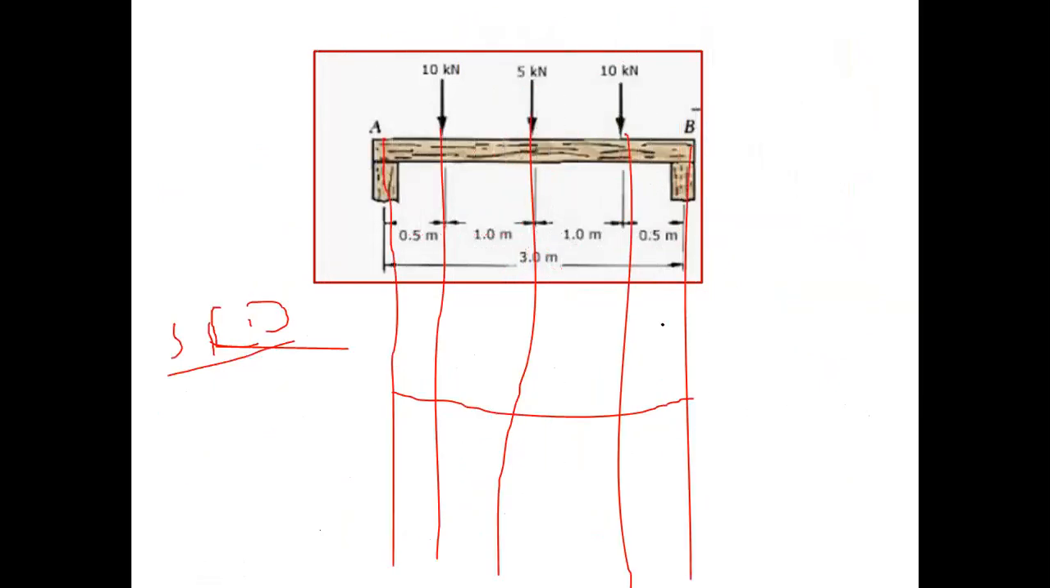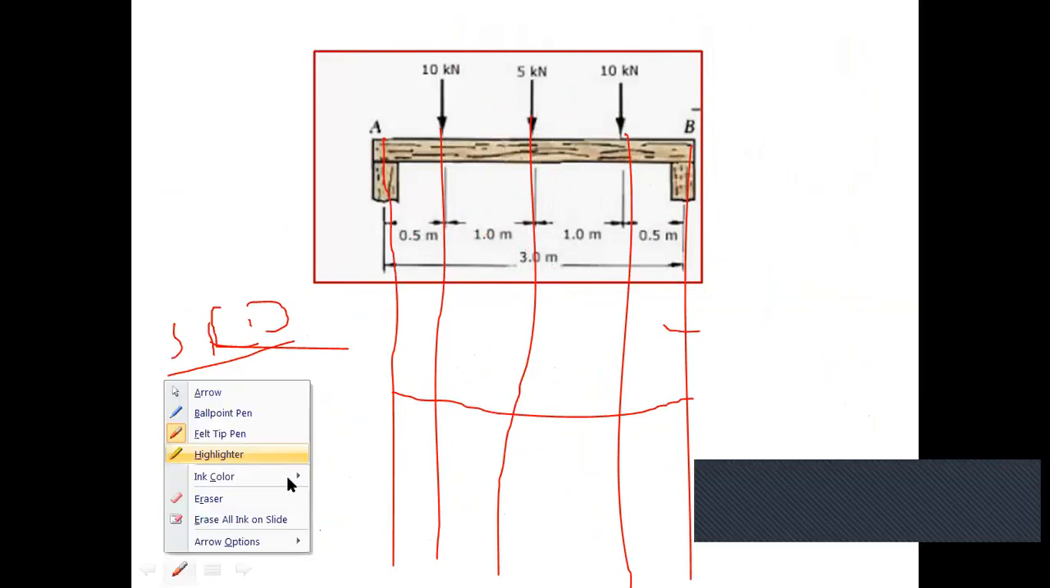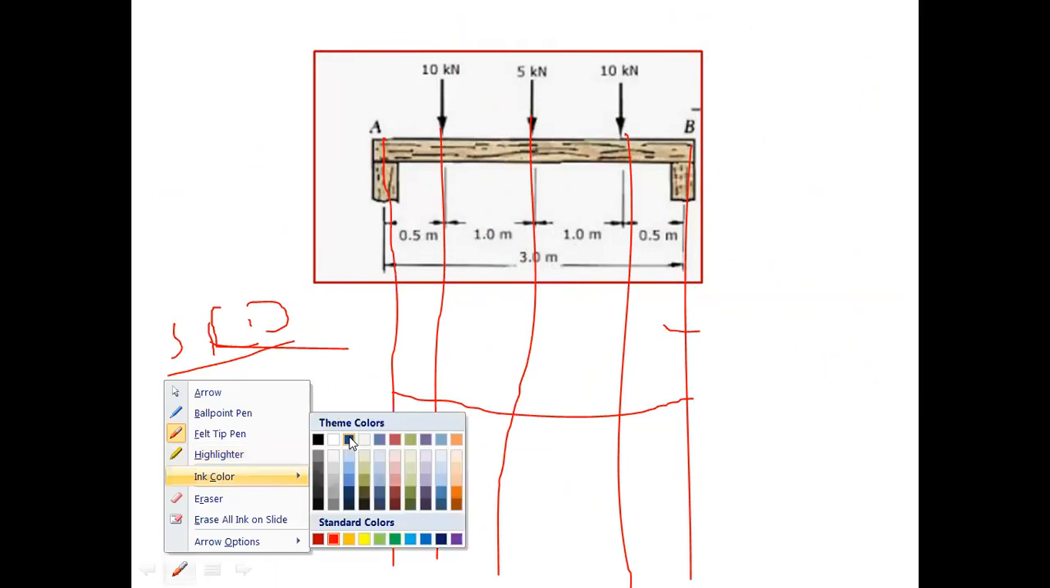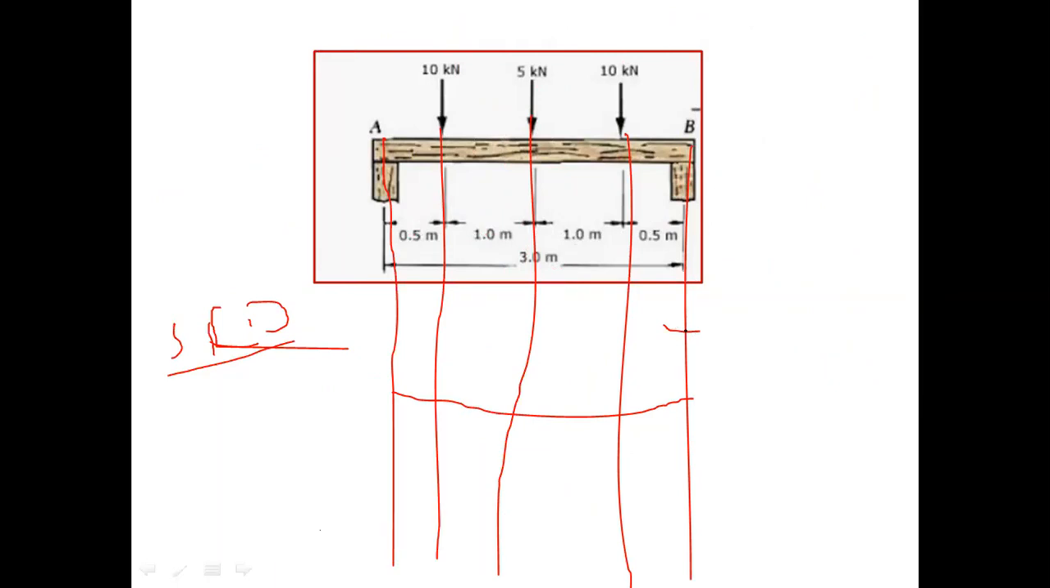So we take any scale, suppose here. If I change it, you can really understand the SFD and the BMD. Then take any scale here. This value is 12.5.